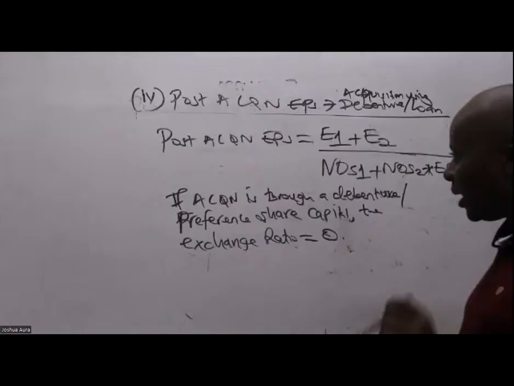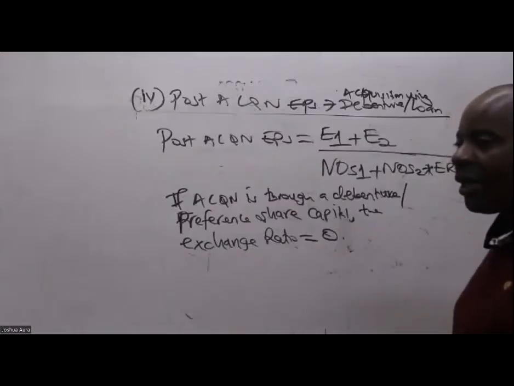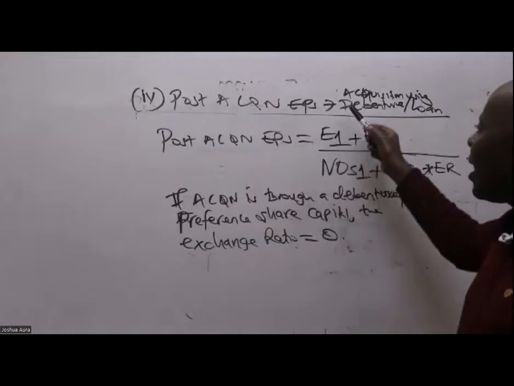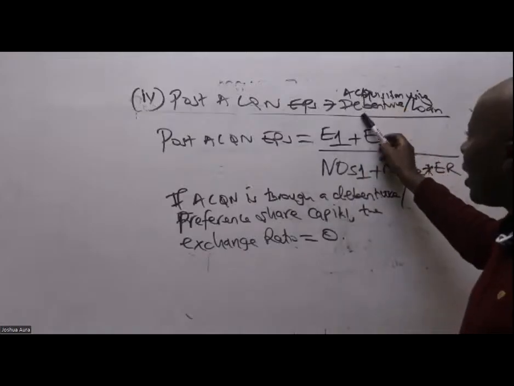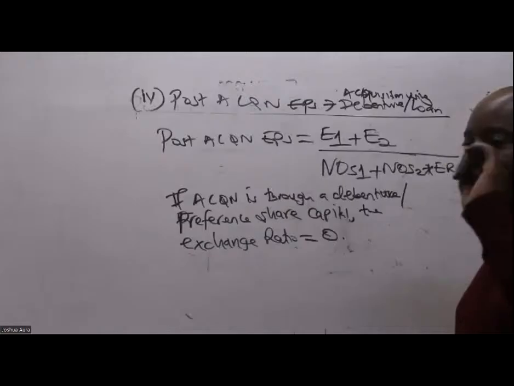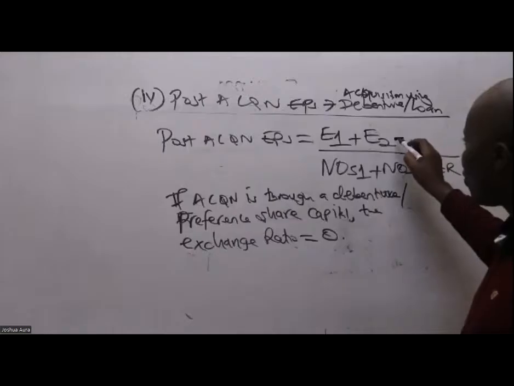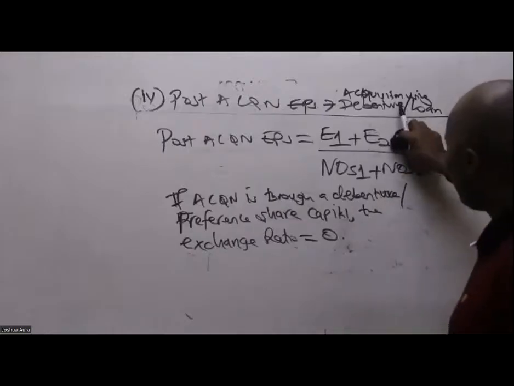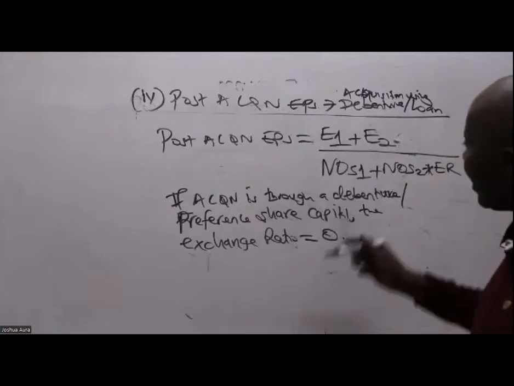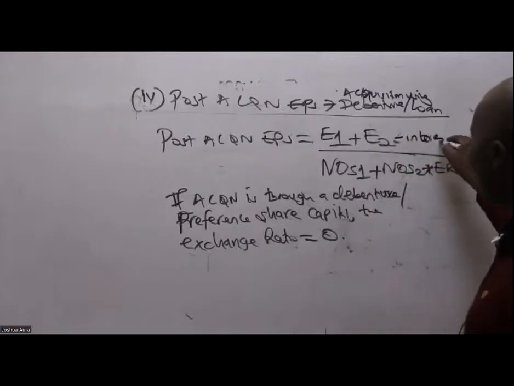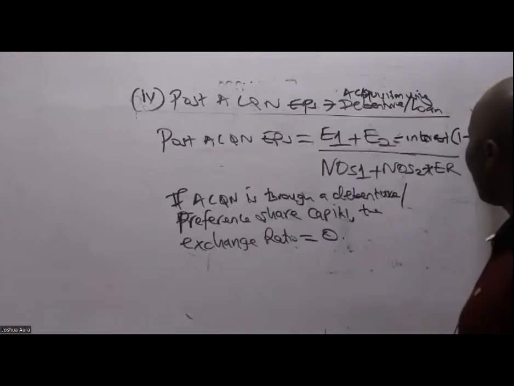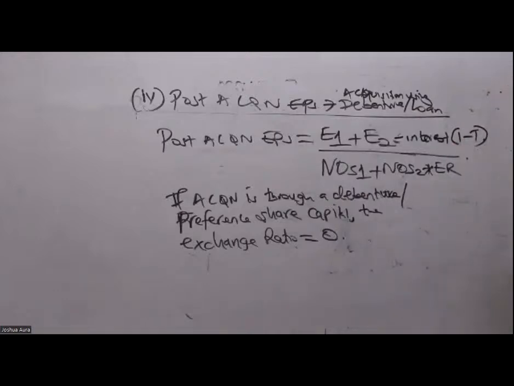Now, please listen to me very well. When we acquire a target company using a loan, we introduce a very important expense called interest, which will reduce this. So minus interest, very important. If it's a debenture, minus interest, and of course this interest must be after tax, because interest is a tax allowable expenditure.